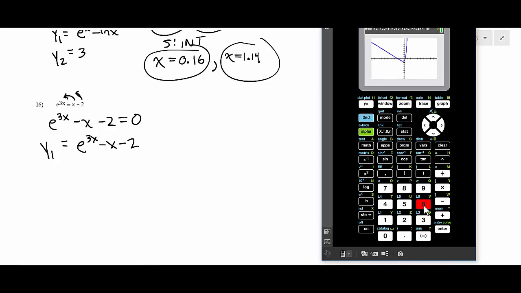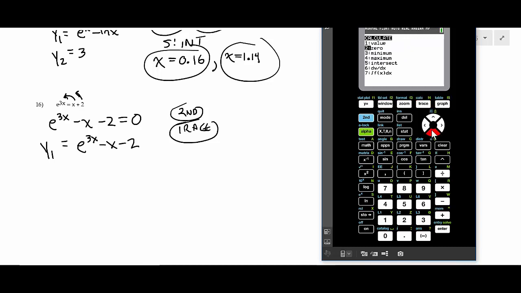Let me talk about what's different about this problem. Since you've got one side equal to 0, we're looking for the zeros of that function. So you have a 0 there and a 0 there. You're really looking for an x-intercept. So the way that you do this is a little bit different. What you do is you go second trace, again, like this. So once you get your picture in there, you go second trace. Then you go to option 2, which is a 0.